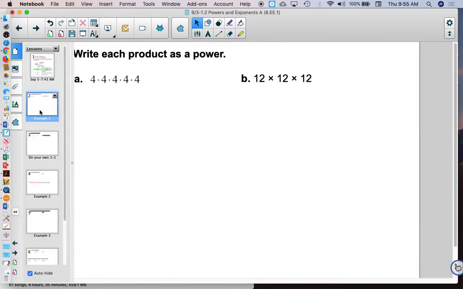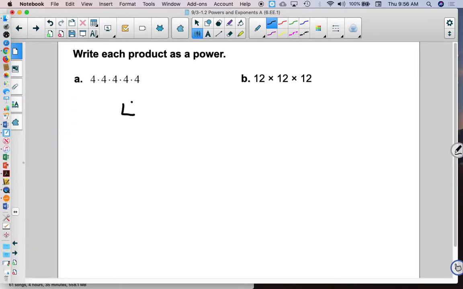Let's see what we can do. Here, it doesn't want us to solve it. It wants us to write this, 4 times 4 times 4 times 4 times 4, as a power. The directions say write each product as a power. So it doesn't want me to give it the answer. It just wants me to write it as a power. Okay? Isaiah. 5. What do you mean 5? Give me more. Power. Okay, and so how do I write this? So 4 to the 5th power. There you go. That's what it's asking for.